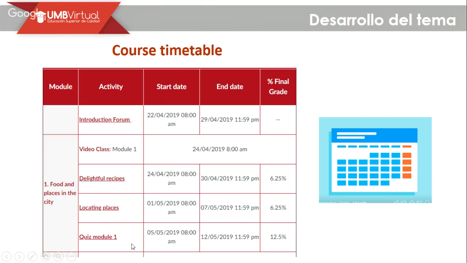For the quiz model 1, it's going to be available from May 5th, all right, until May 12th, all right? Food and places in the city, this one is the title according to the model, and there are 2 activities you have to present until May 7th. After that, you're going to take the first quiz, okay? Remember the percentages you are going to see right here in the right part of this.